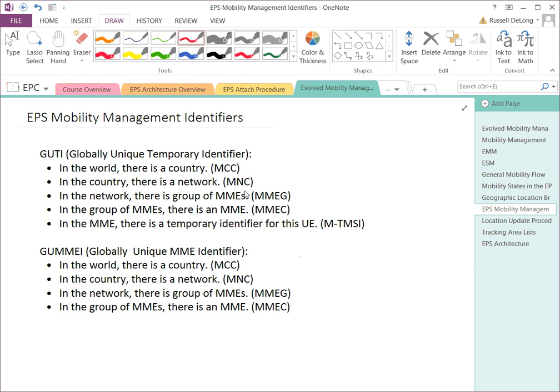So MMEGI, within a network you have a group of one or more MMEs with an MME group ID. Within a group of MMEs, there's an MME, so the MME code, or MMEC, identifies a specific MME in a group of MMEs. And then within that specific MME, there's a temporary identifier that was assigned by this MME for this user. The M-TMSI, Temporary Mobile Subscriber Identifier. Just a note here, these two, MMEC and M-TMSI, can often be combined as the S-TMSI.